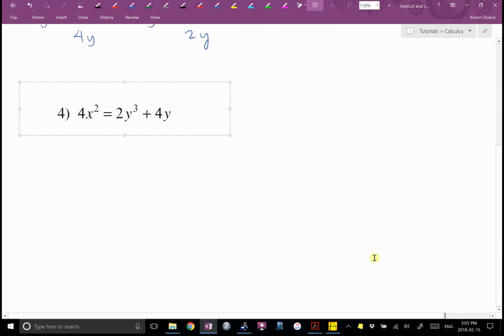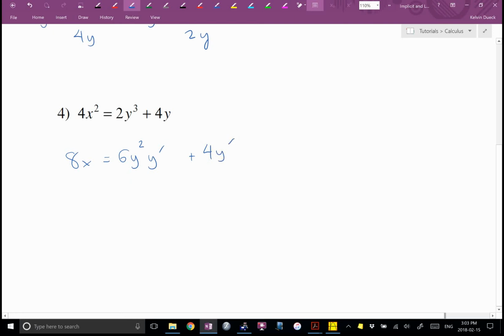Here we go. What's the derivative of 4x squared? What's the derivative of 2y cubed? 6y squared y prime, or dy dx. Plus, what's the derivative of 4y? The 4 stays where it is. What's the derivative of y? Y prime.